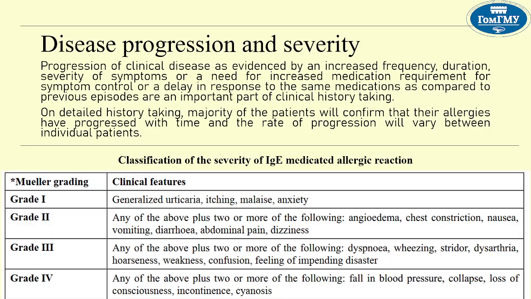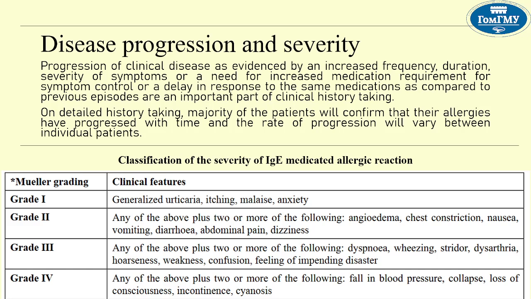Disease progression and severity. Progression of clinical disease is evidenced by an increased frequency, duration, or severity of symptoms, or the need for increased medication requirement for symptom control, or delay in response to the same medications as compared to previous episodes. These are an important part of clinical history taking. On detailed history taking, the majority of patients will confirm that their allergies have progressed with time, and the rate of progression will vary between individual patients.